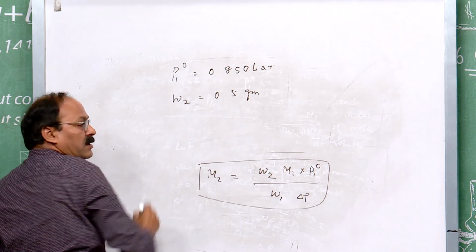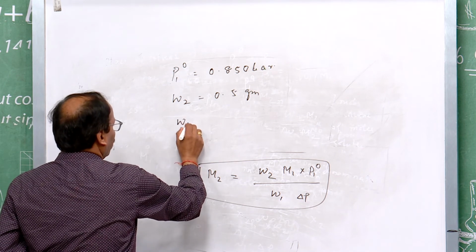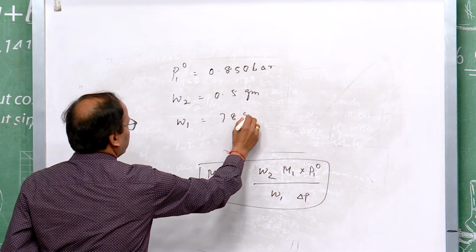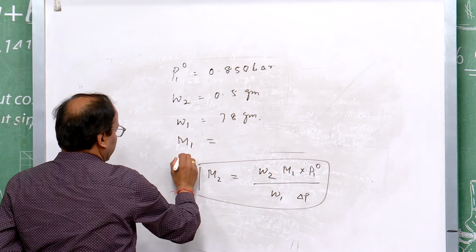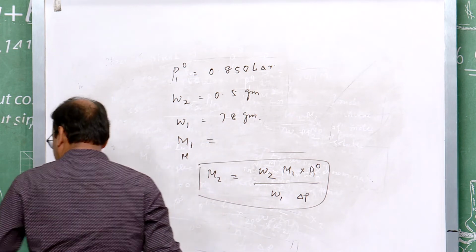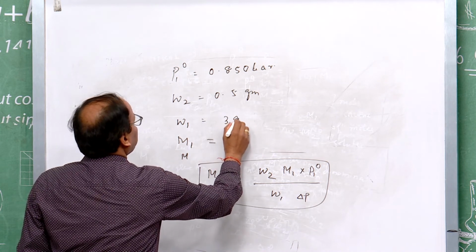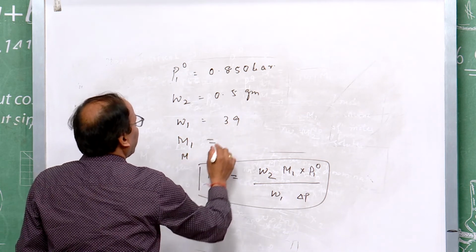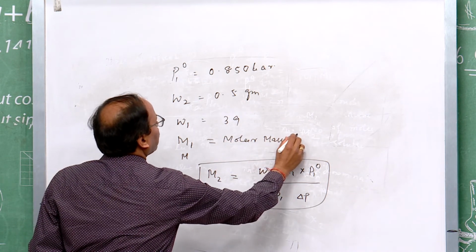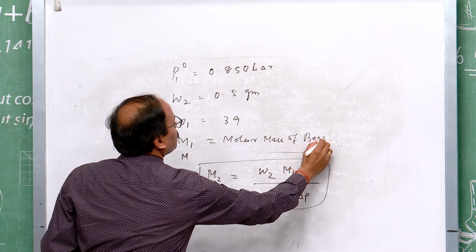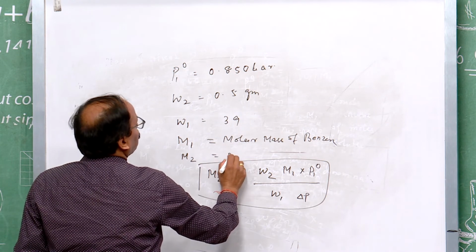Next, benzene is given. The mass of benzene, that is W1, is equal to 78 gram. Then the molar mass of benzene, M1, is given as 39. And M2 is the molar mass of the solute.